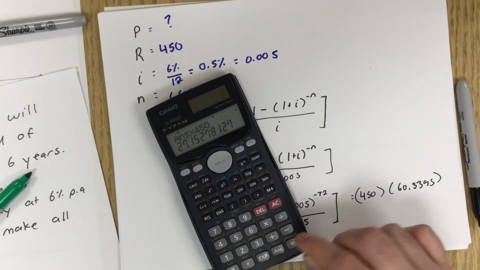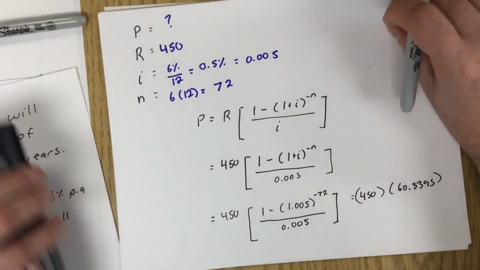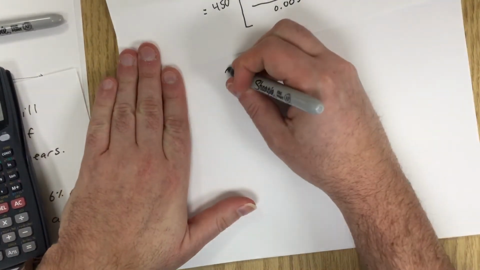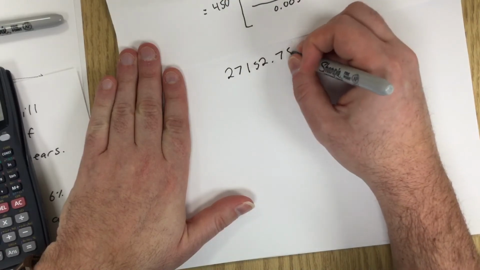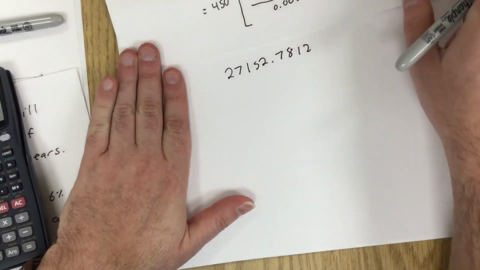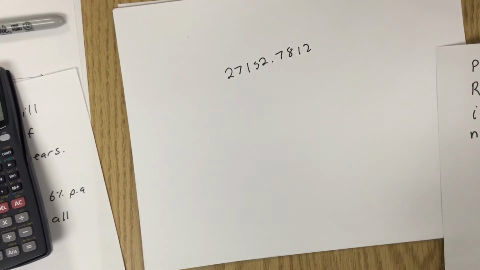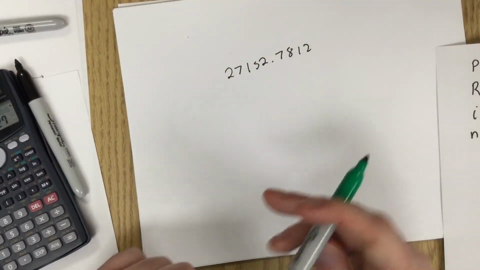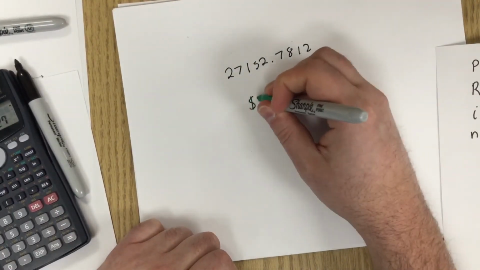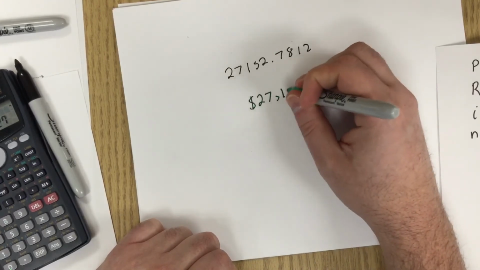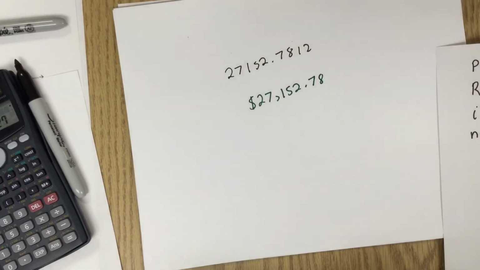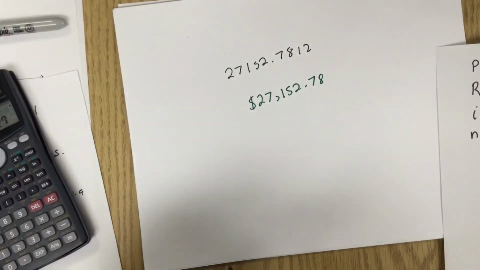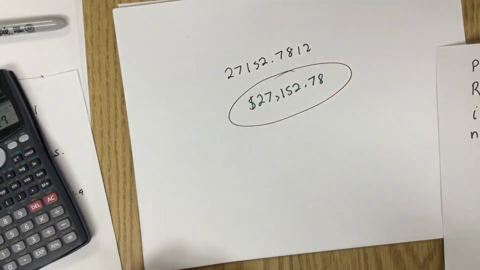Times 450. So that is going to give us 27,152.7812. Or if I was going to prettify it, it would be $27,152.78. And so that's how much money I would have to put in that account today to fund all those payments.